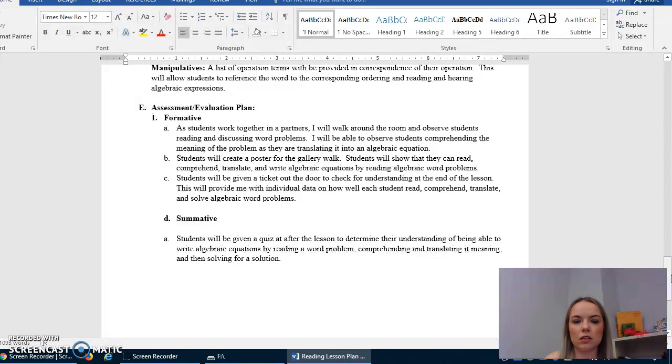Finally, I close most of my lessons with a ticket out the door. This is a quick check for me to understand whether my students understand it or whether I need to go back and reteach it. So this provides me with individual data on each student on how well they comprehended the goals for the lesson. So for my summative assessment, students will be given a quiz after the lesson to determine the understanding of being able to write algebraic equations by reading a word problem, comprehending and translating its meaning, and solving the problem for a solution.